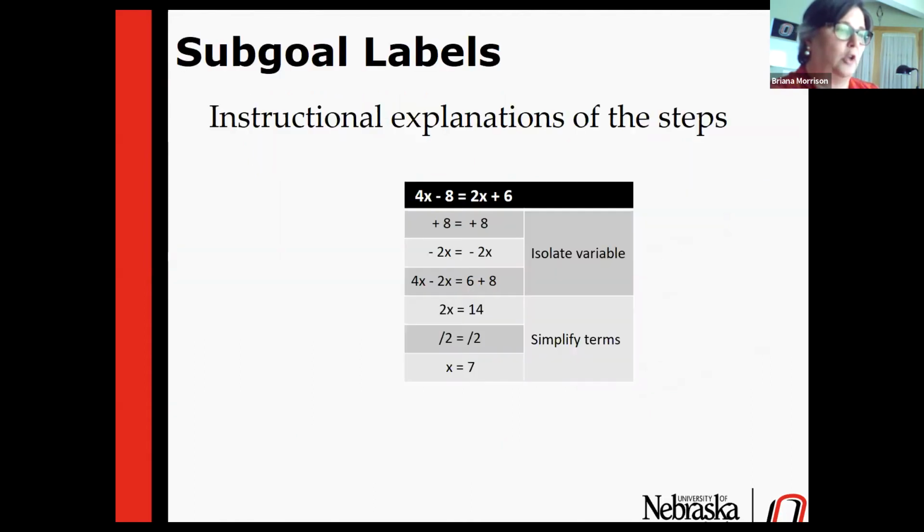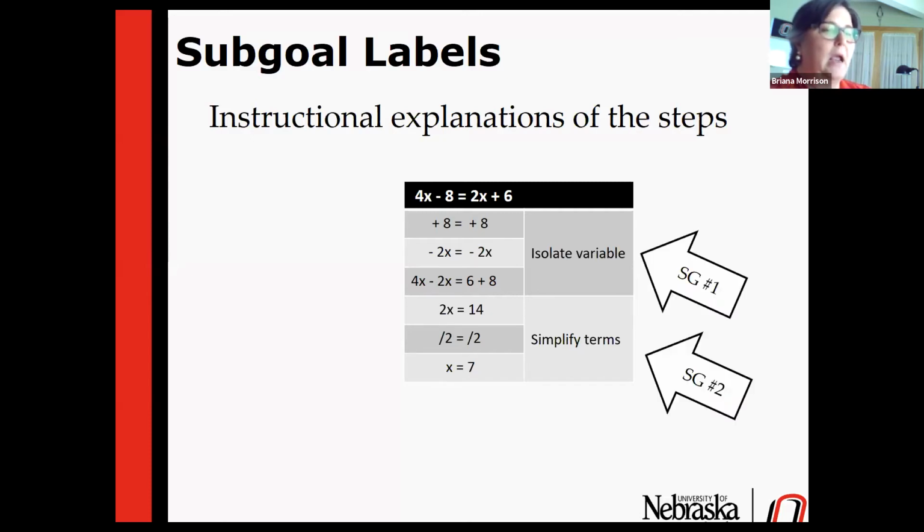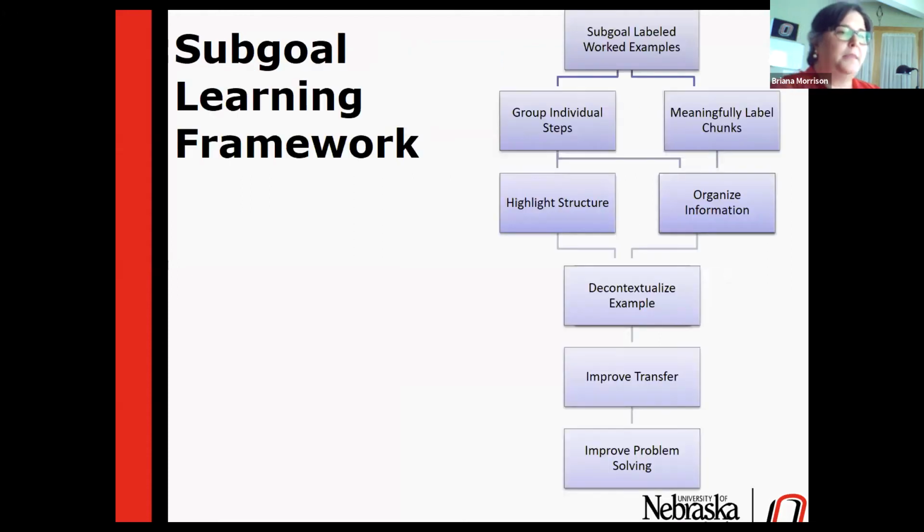So let's look at what they look like. This is an example of using subgoal labels within the algebra domain, right? And what we do is we group steps together and then apply subgoal labels within the overall problem-solving process. And we identify those steps in the problem-solving process.